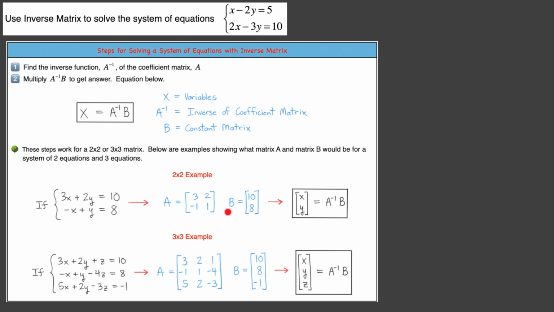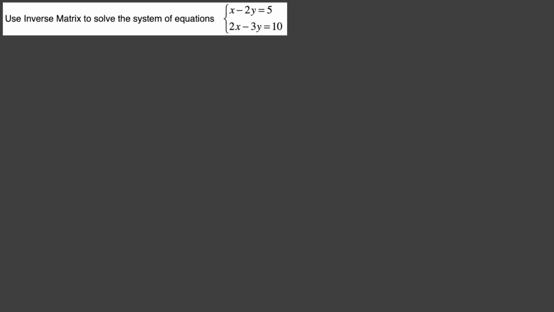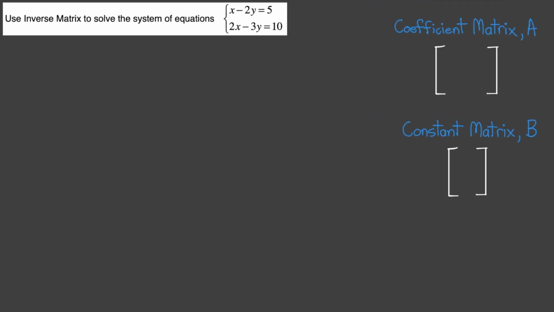All right, so let's go ahead and apply these steps to our equations here. So I'm going to erase our chart here, and then we will continue to find our coefficient matrix and our constant matrix. So our coefficient matrix is going to be 1, negative 2, 2, and negative 3. So I'll go ahead and write that here. 1, negative 2, 2, and negative 3. The constant matrix is 5, 10. So that one's pretty simple.